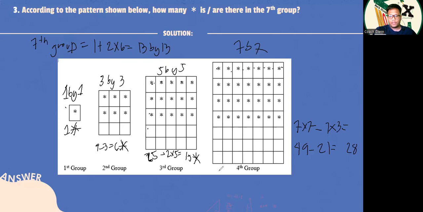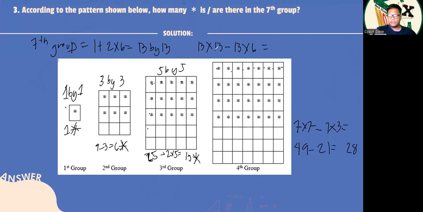Now we just need to identify how many lines would not be filled. On the first group, no line is not filled. Here we have one line not filled. Here we have two lines not filled. So the number of lines not filled is equal to the group number minus 1. Since this is the seventh group, 6 lines would not be filled. So our equation is 13 times 13 minus 13 times 6.